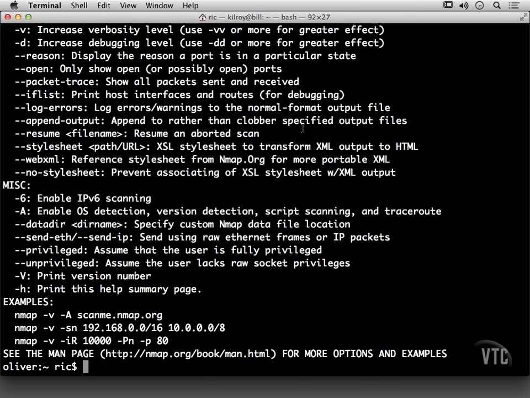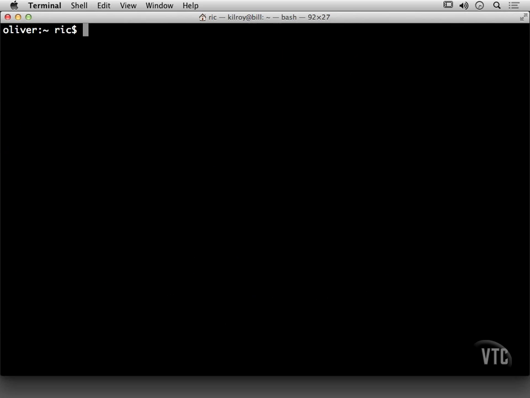So I just want to walk through some of the different scan types that are pretty common and traditional using Nmap. Now, the first thing is I need administrative rights, and since I'm running this under a Mac in this particular case, I need to be able to have administrative rights here. So I'm going to use sudo for that, and I'm going to run Nmap.